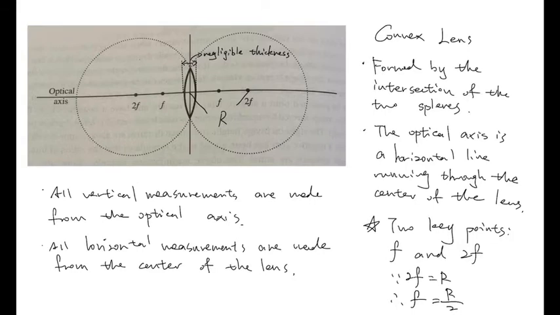Two key points F and 2F are shown on both sides of the lens. The symbols F and 2F also represent distance measured from the center of the lens to these key points. The point 2F is at the center of curvature of each sphere. The distance 2F is therefore equal to the radius r. As a result, the focal length f can be calculated as follows. So 2f equals r, so if we rearrange this, we can get f equals r/2.